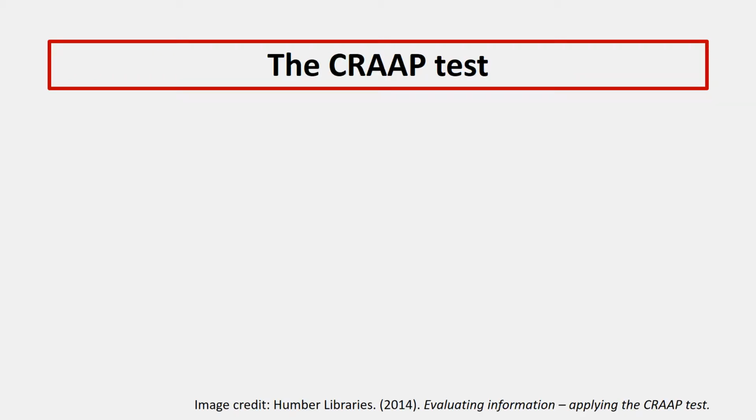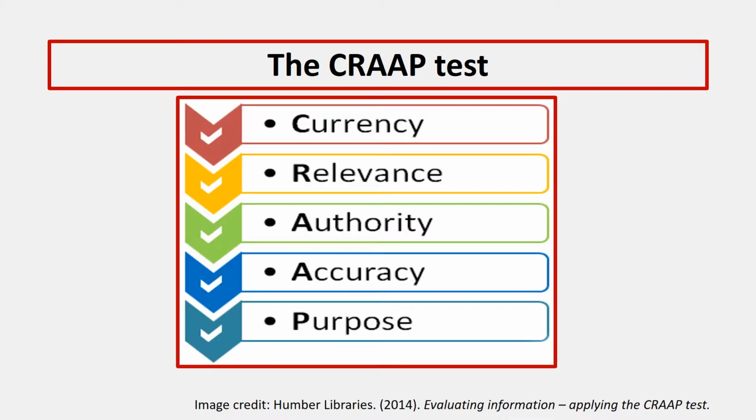When you have to evaluate the journal article itself, there are a number of methods you can use when investigating its usefulness. The method we will look at today is the CRAP test, which was developed by Merriam Library at California State University. This looks at the article in terms of currency, relevance, authority, accuracy, and purpose.